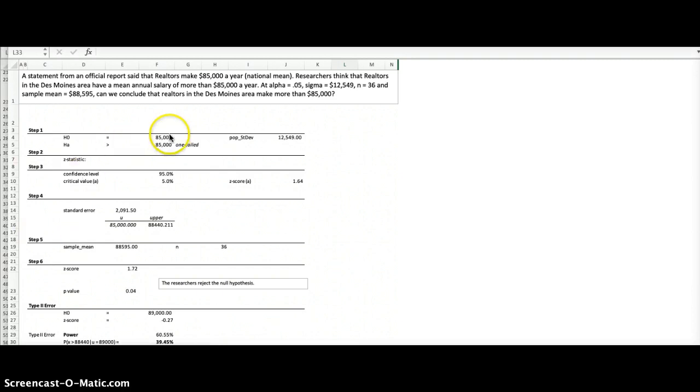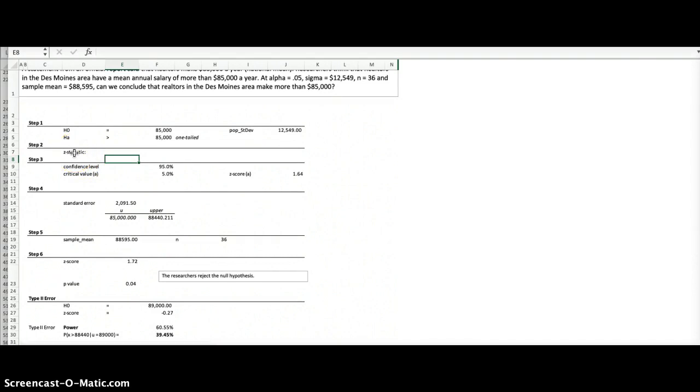So the null would be equal to 85,000 and the alternative would be that realtors make more than 85,000, so that's why I put a greater than, and the sigma is given to us as 12,549. And it's one-tailed because it's greater than. So step 2 is figuring out which statistical test to use. I'm using a z-test because I know the population standard deviation and the sample size is over 30.